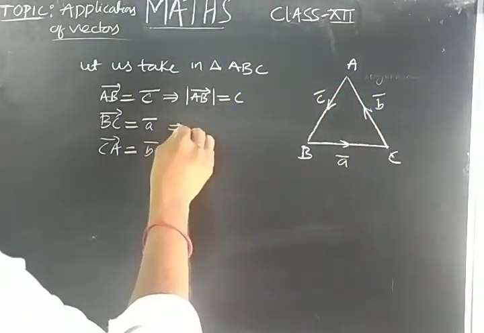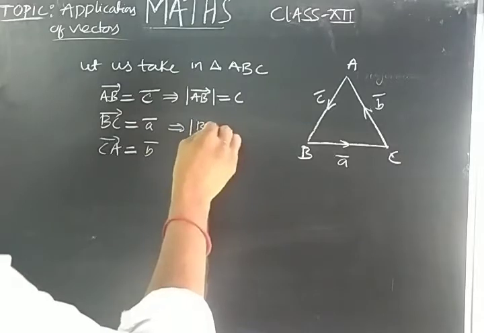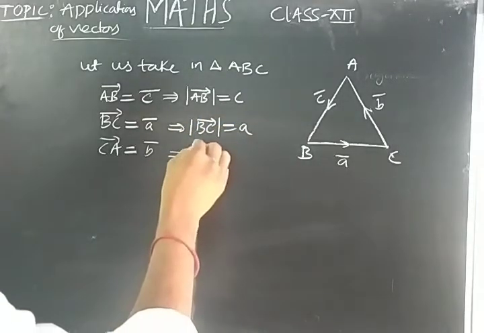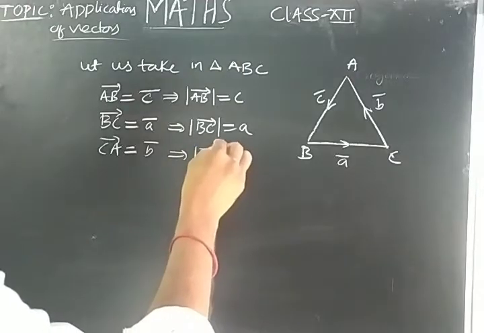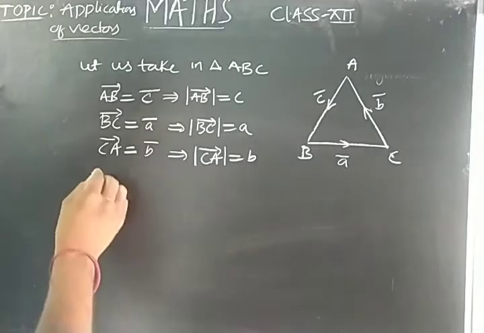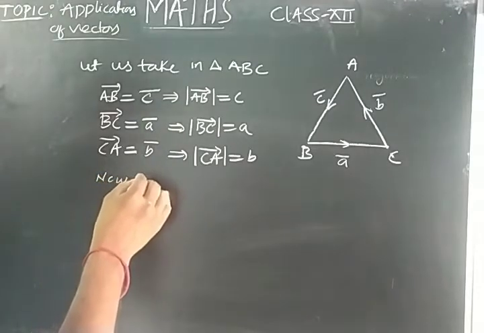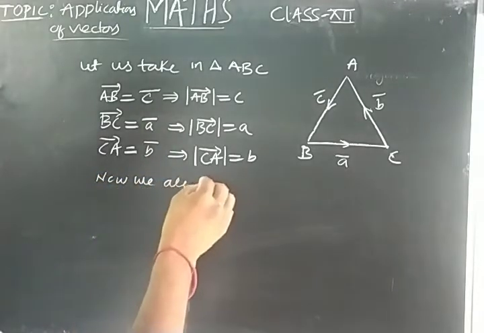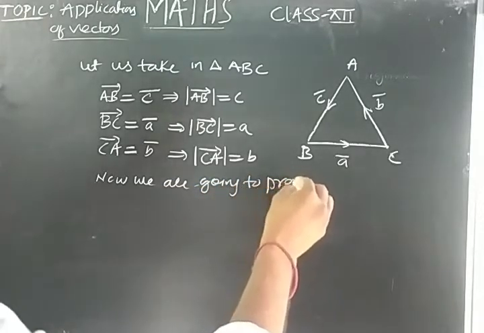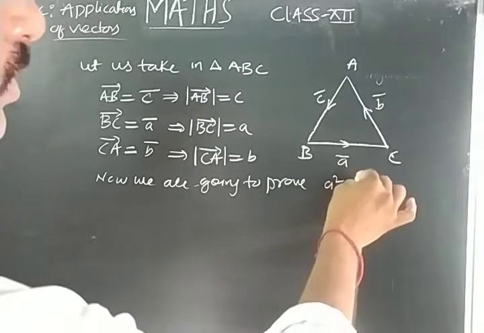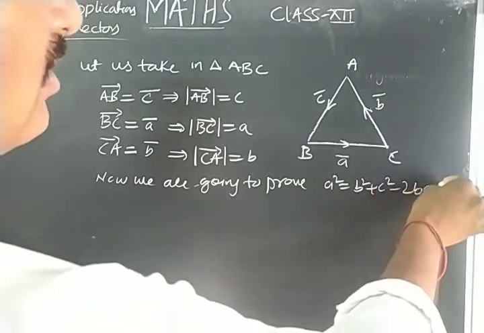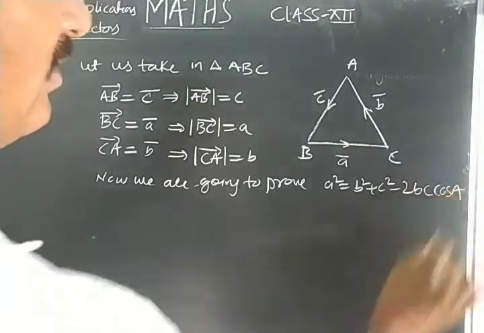Next, the length of the BC vector, the magnitude of the BC vector, is denoted by a. The length of the CA vector, the magnitude of the CA vector, is denoted by small b. Now we are going to prove a square equals b square plus c square minus 2bc cos A.